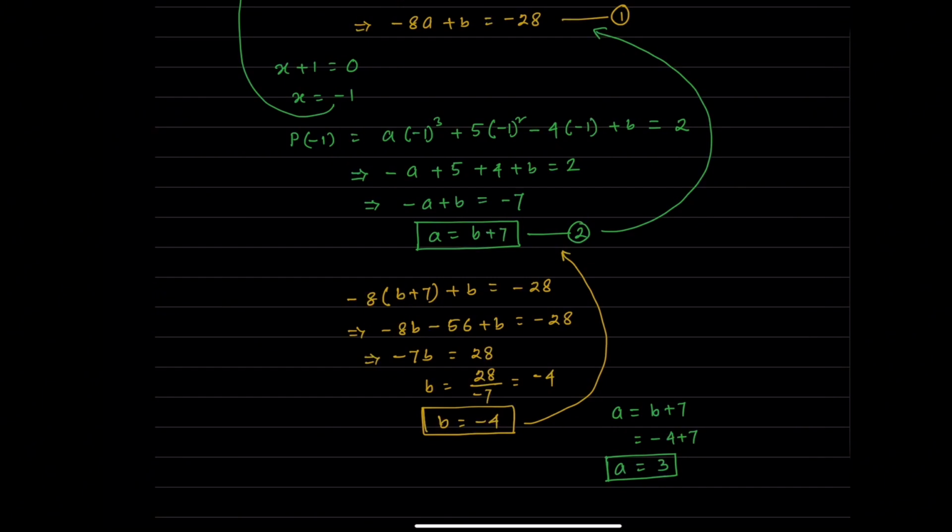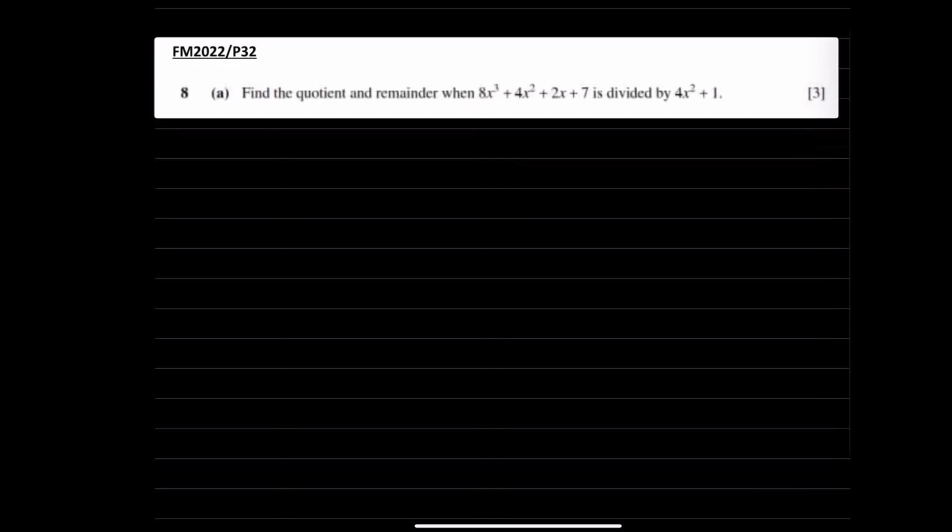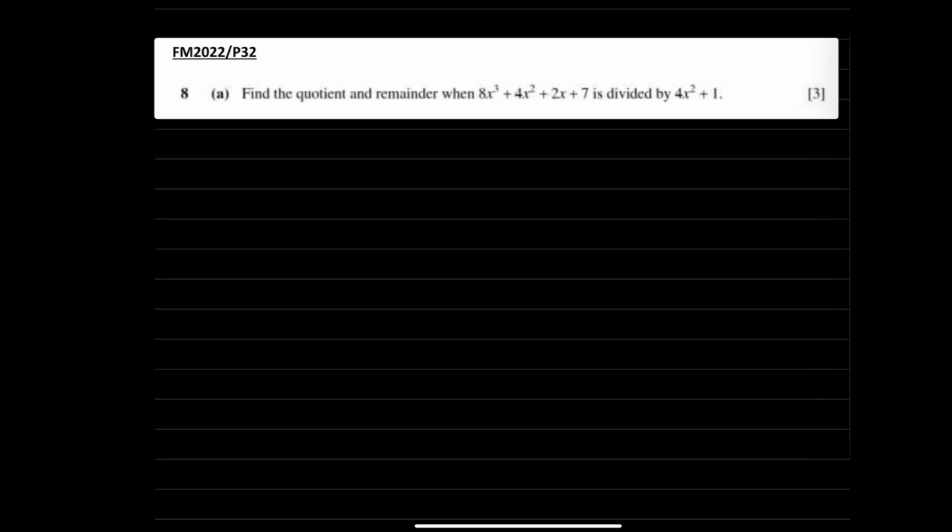Next, let's go to the next one. So the next problem here, look at this one. This is from February-March 2022, paper 32. And the problem here: find the quotient and remainder when this polynomial is divided by 4x squared plus 1.